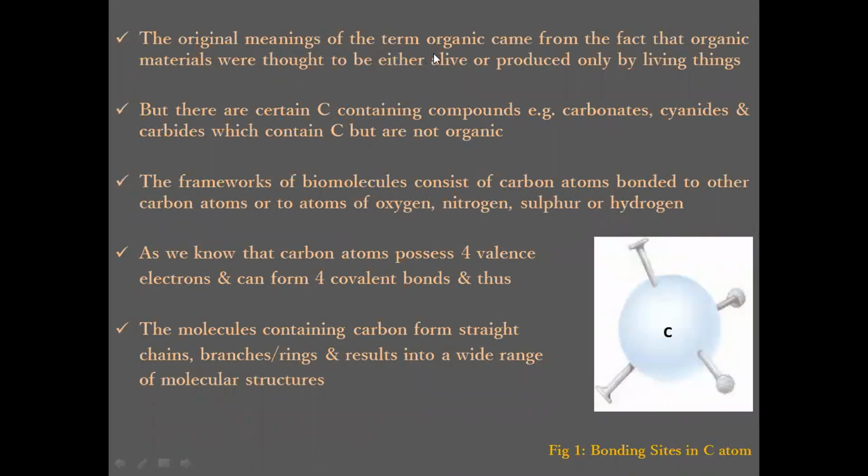The original meaning of the term organic came from the fact that organic materials were thought to be either alive or produced only by living things. But there are certain carbon containing compounds, for example carbonates, cyanides, and carbides, which although they contain carbon atoms, are not organic compounds. So these are exceptions.